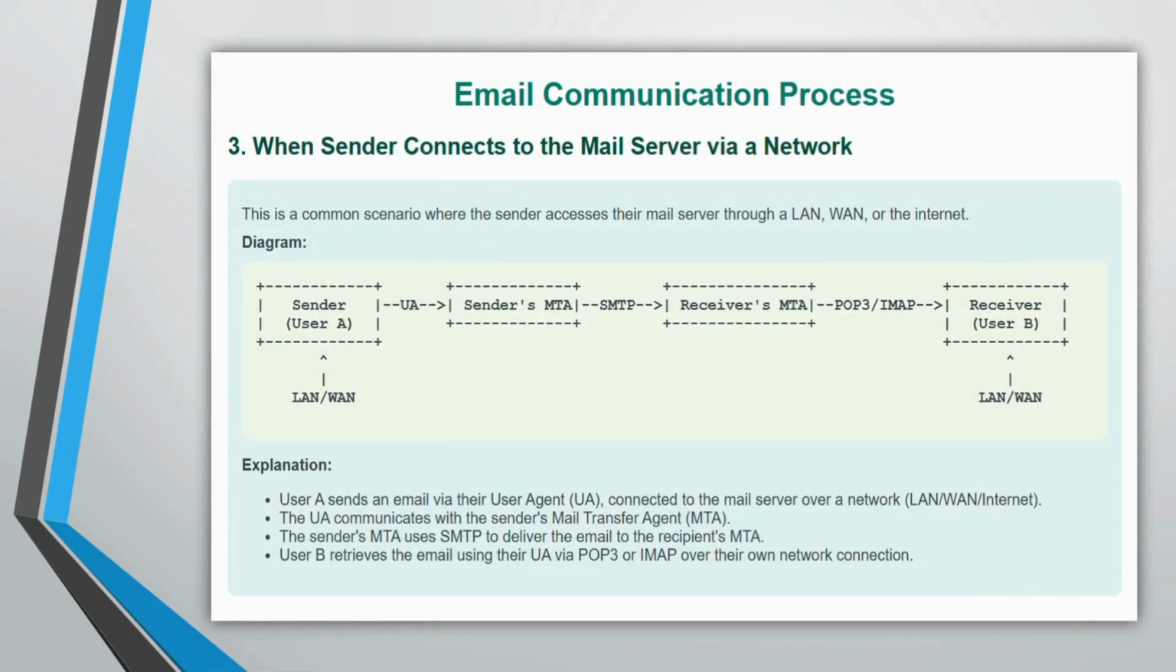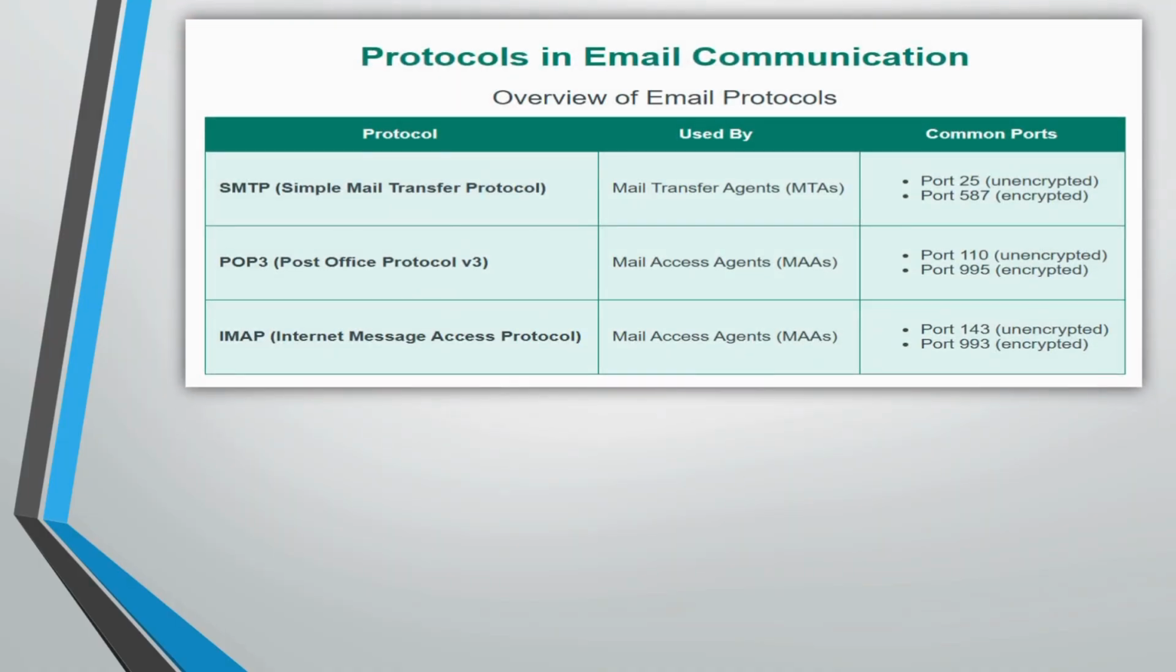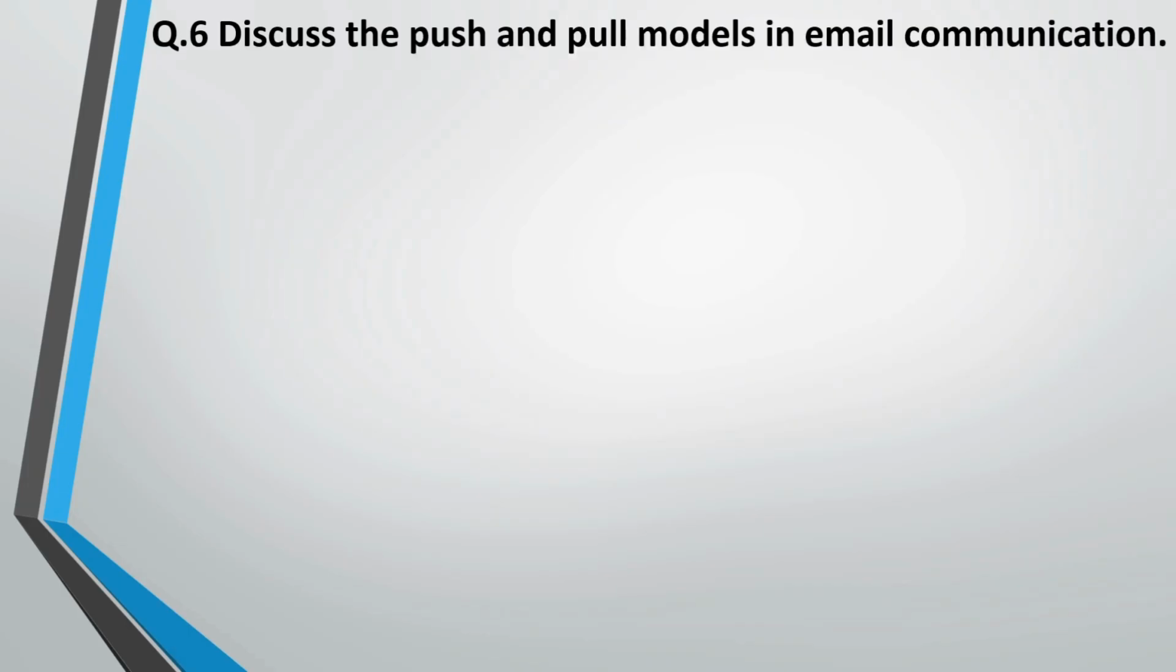And the third part of this is when sender connect to the mail server via network. And in last you can write this, the whole overview of email protocol, SMTP, simple mail transfer protocol, and the full form of POP, post office protocol. V3 means version 3, and IMAP is internet message access protocol. And you can explain this way. And at last you can write the whole summary of this question. You have to write as an answer.